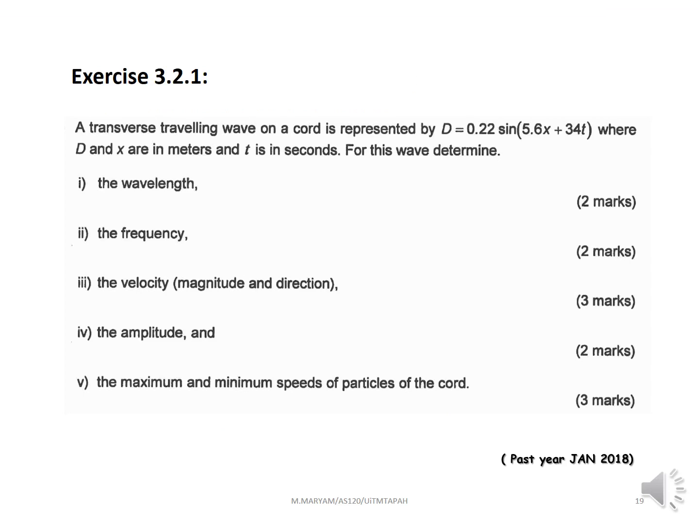Let's try another example. This one you need to solve on your own. I will just give you a hint on how to solve the equation. A transverse traveling wave on a chord is represented by y equals 0.22 sin(5.6x + 34t). Compare it to the general equation, so then you know what is 0.22, what is 5.6, what is 34.